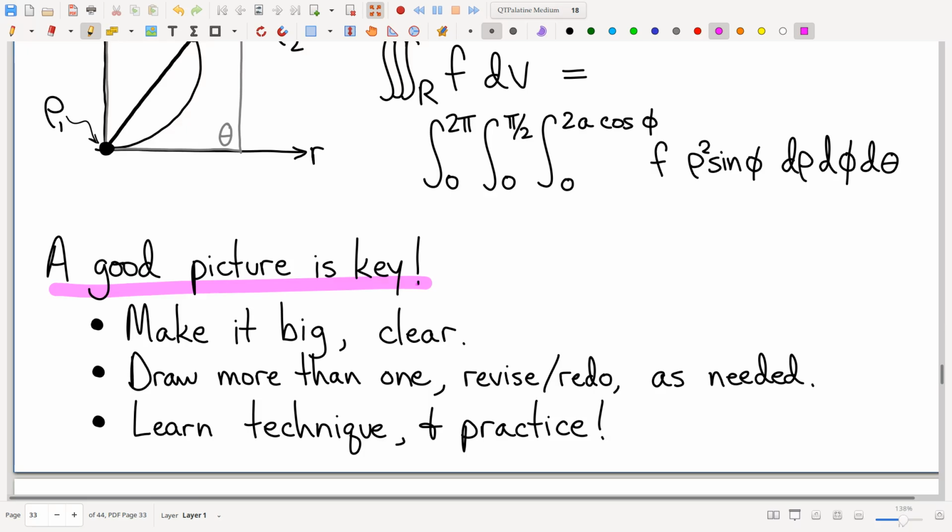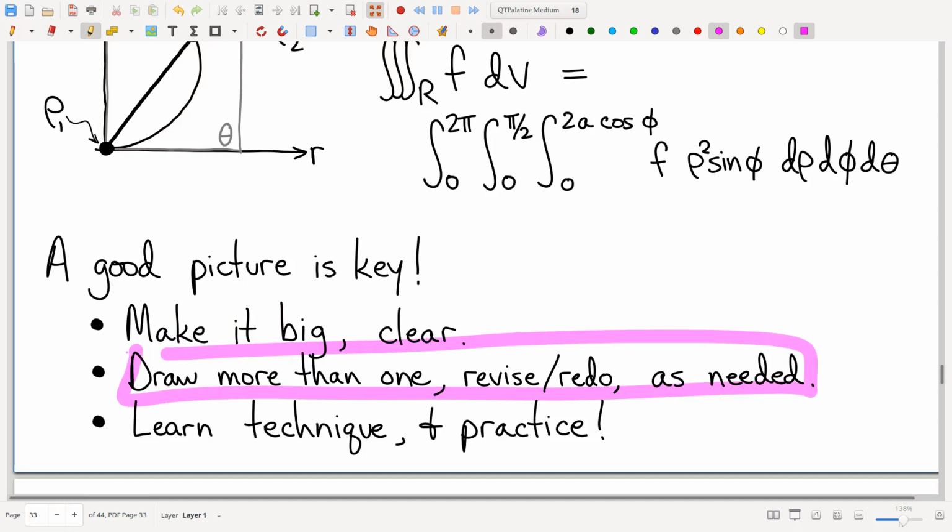And so being able to draw a reasonably good picture is going to be really important. So how do you do that? Well, a couple of easy, obvious points. Don't make it postage stamp size. It's going to be hard to read. Your picture is going to get muddled and messed up the more you add to it. So make it nice and big. Give yourself plenty of space.